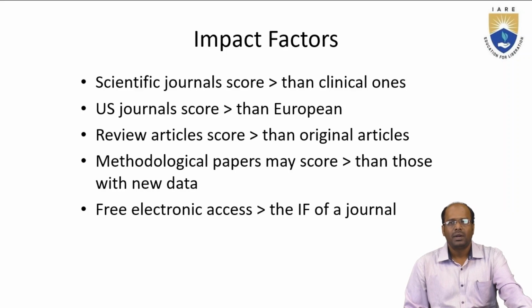So scientific journals score greater than clinical ones, meaning material science, life sciences, and emerging fields like inorganic and batteries. Whatever scientific field you are taking, these journals have an impact factor higher than clinical journals. And US journals score more than European journals in impact factor. Review articles score more than original articles published. Methodological papers may score more citations, meaning a higher impact factor, than those with new data. And free electronic access journals have a higher impact factor.